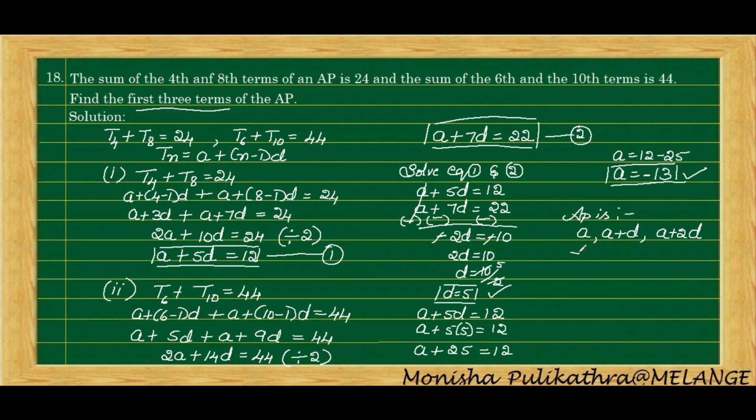Okay, A is minus 13, plus D is 5. Next, minus 13 plus 2 into 5. Minus 13 plus 5 is minus 8. Next, minus 13 plus 2 fives are 10, which is minus 3. Minus 13, comma, minus 8, comma, minus 3. So these are the first 3 terms of the AP.